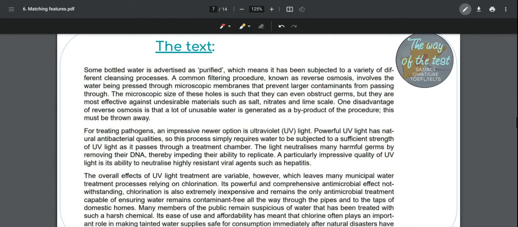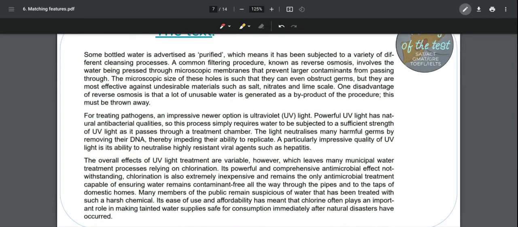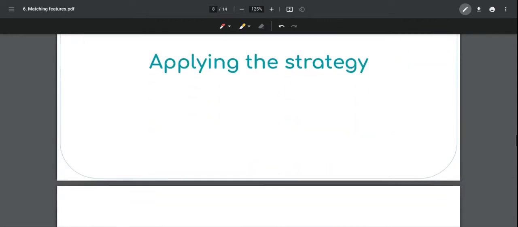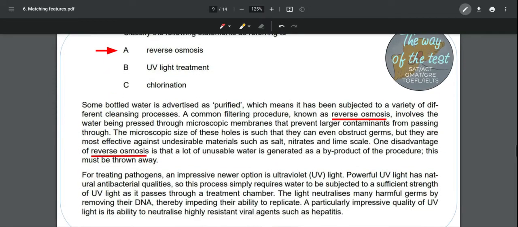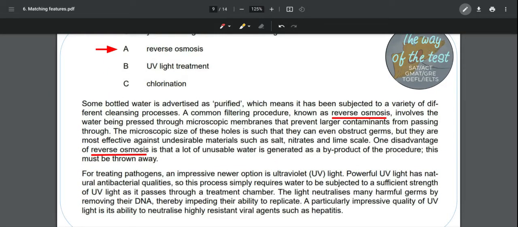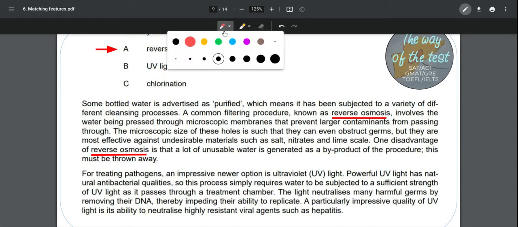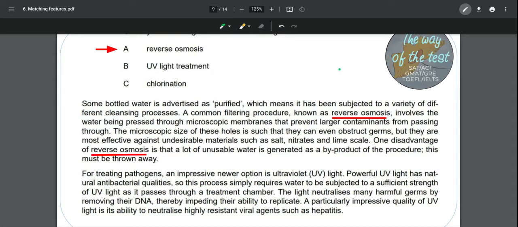So again, this is the text. You can either pause the video or take a screenshot to work on it, but we're going to go straight to solving this question. So how do we apply the strategy? We go to reverse osmosis. Again, we find every part in the text in which reverse osmosis is mentioned. So if it's mentioned 2 times, we underline or look for those 2 times. If it's 3 times, we look for those 3 times. Every time the passage says anything about reverse osmosis, we're going to look at that part. So we have reverse osmosis here and we have reverse osmosis here. And then we read what it says about reverse osmosis.